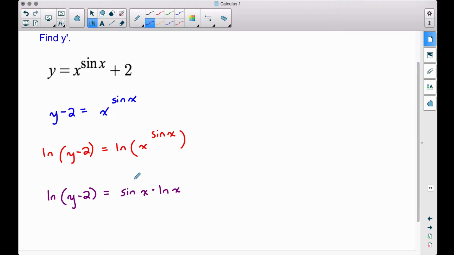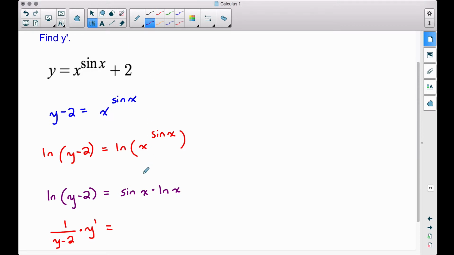Now, we're ready to differentiate. We're going to differentiate this side here. The derivative of natural log of y minus 2 is going to be 1 over y minus 2. So 1 over y minus 2, but we have to tack on that y prime because we are differentiating with respect to x. So remember, implicit differentiation, whenever you differentiate something that doesn't have an x in it, in this case it's got a y in it, tack on that y prime, is equal to.